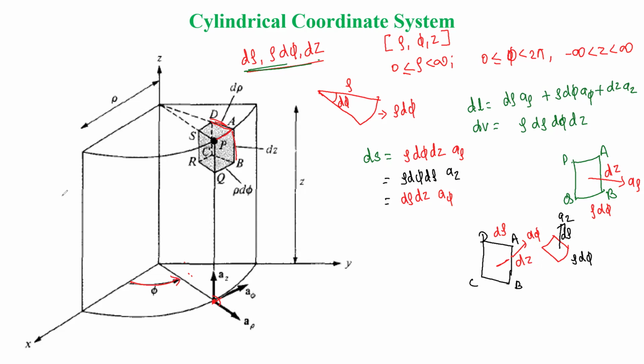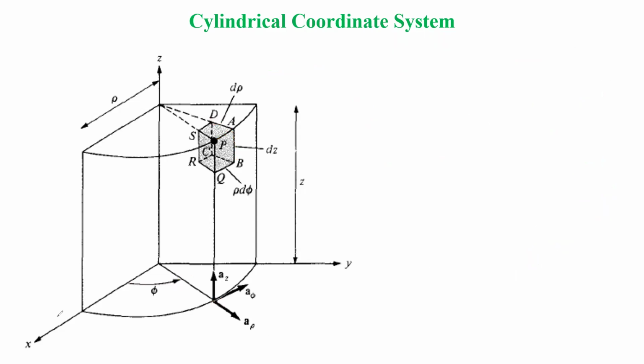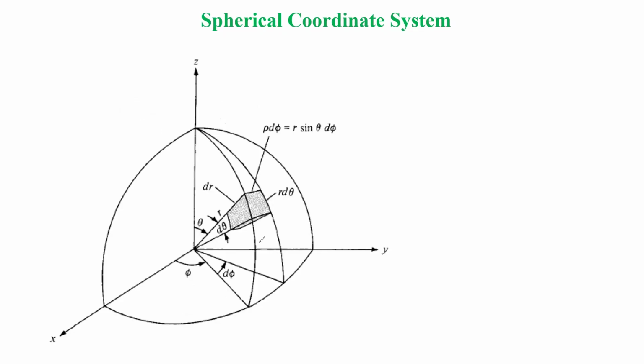Next, we have another one that we call a spherical coordinate system. So in the spherical coordinate system, again, we'll have a similar discussion. So can you remind what is the variables here?